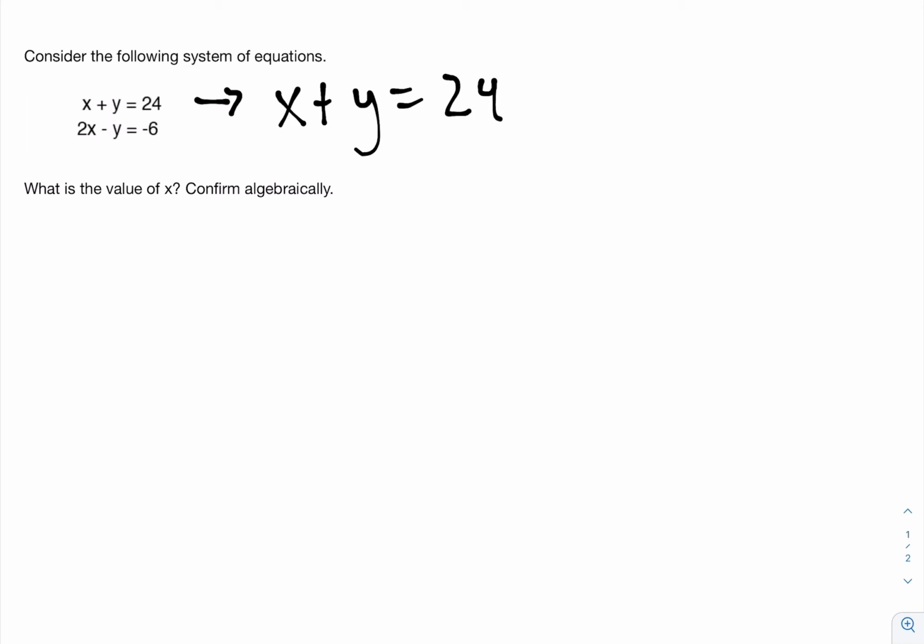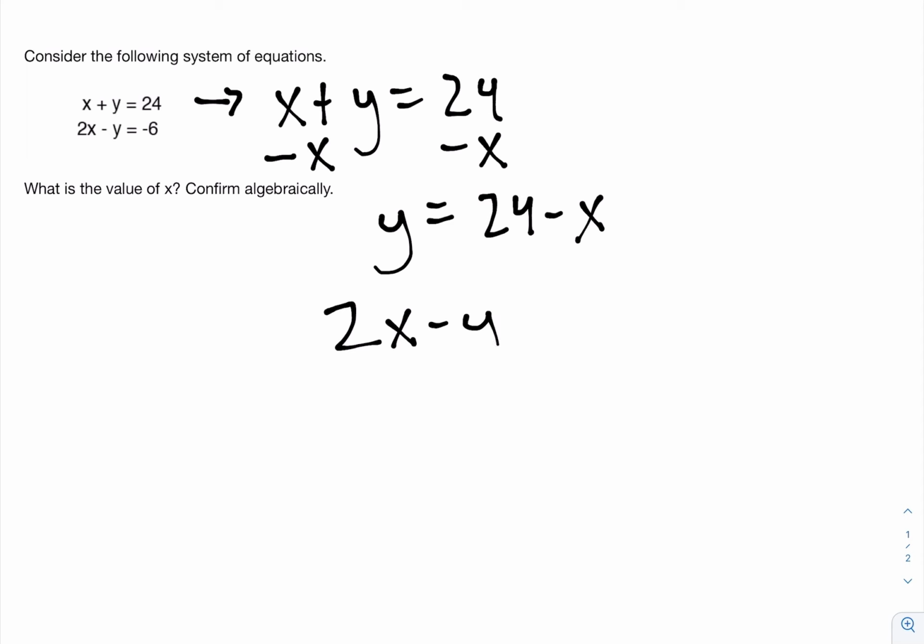So if we isolate for y, we have x plus y equals 24. What do we need to do to just get y? Well, we can just subtract x. So we know y equals 24 minus x. And we have 2x minus y equals negative 6. We don't need to isolate for y for both equations, just for one of them. And now that we know y is exactly identical to 24 minus x, instead of writing y in the second equation, you guessed it, we can just write 24 minus x like we did in the last one.